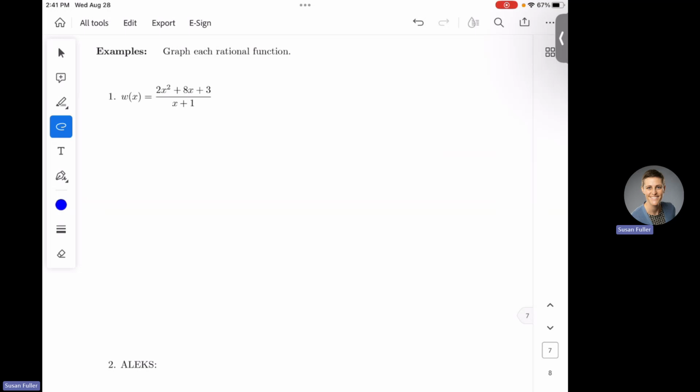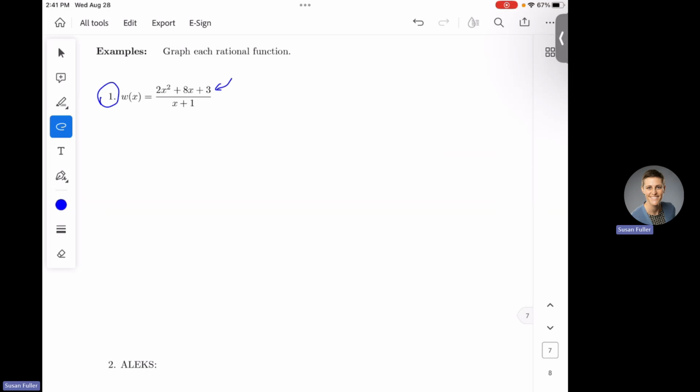So I wanted to go through this number one here in our notes. I want to go through something that looks like this. W of x equals 2x squared plus 8x plus 3 all over x plus 1. So to graph a rational function, we're going to start by finding our holes, x-intercepts, and vertical asymptotes. And to do that, we need to factor everything.